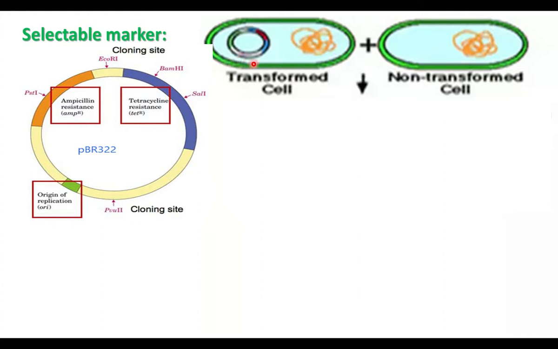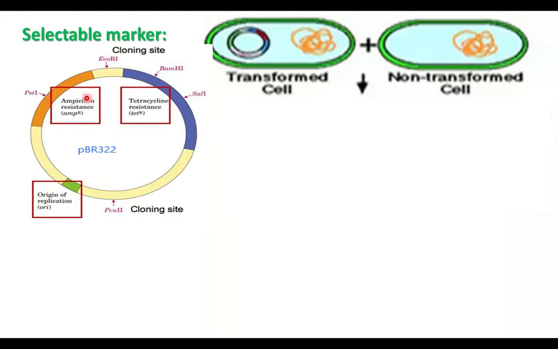This is a transformed cell, this is a non-transformed cell. What is a transformed cell? When a cell has rDNA, that is a transformed cell. This is called a non-transformed cell because there is no rDNA inside it. The rDNA failed to move inside this host, but here the rDNA already entered. How to separate the non-transformed cells from transformed cells? For that purpose only, selectable markers are used.